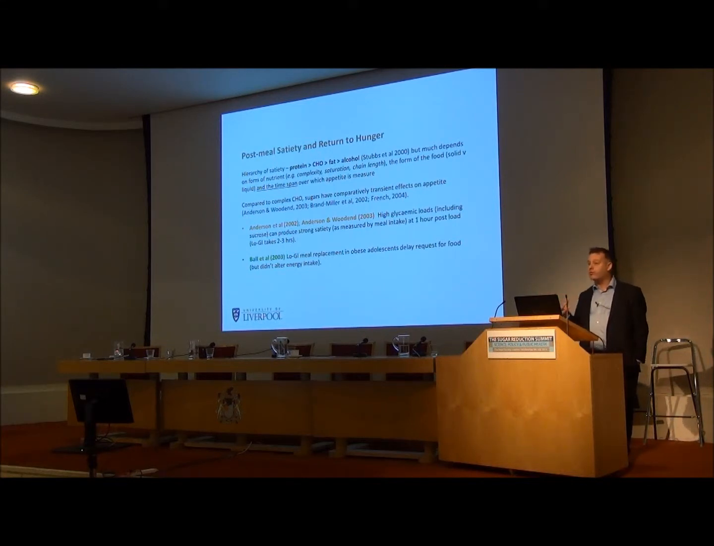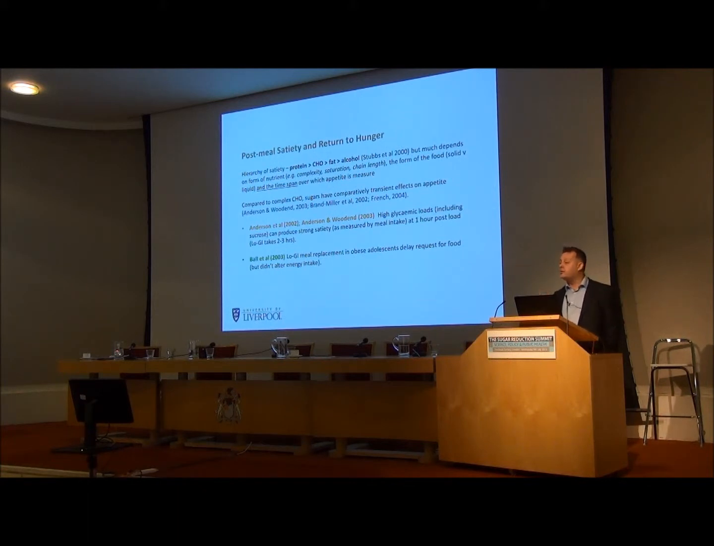And I think that's one of the things which informs our understanding of how sugars affect appetite, and even how different sugars may differentially affect appetite as well. But what I think is uncontroversial is that we know, compared to complex carbohydrates, sugars produce a transient effect on appetite. They produce post-meal satiety, they do that, but they do it very quickly. And it is this transient effect which is at the heart of the problem.